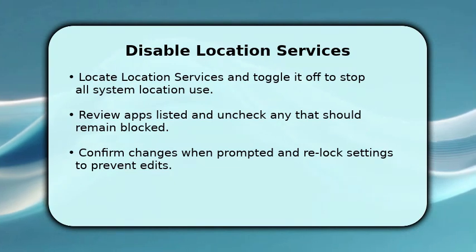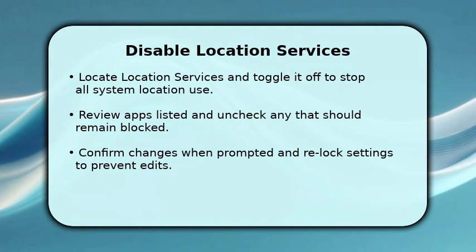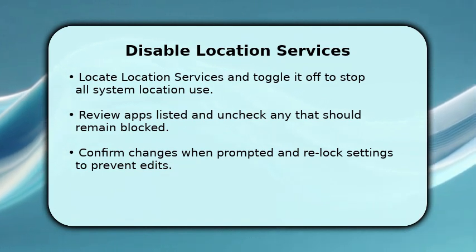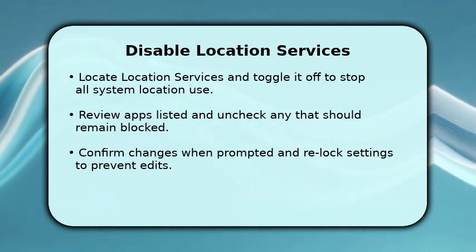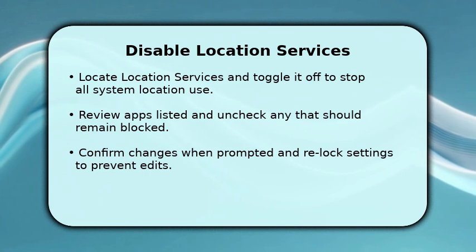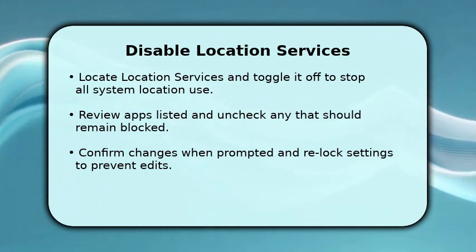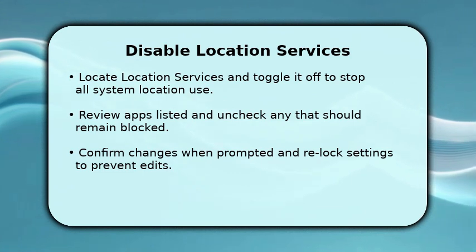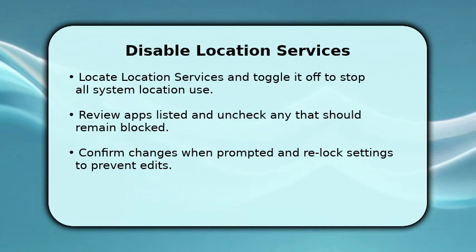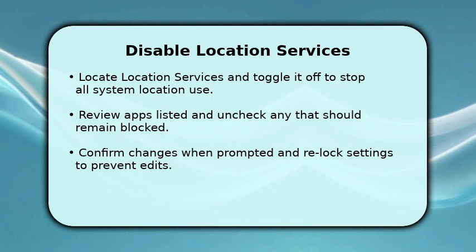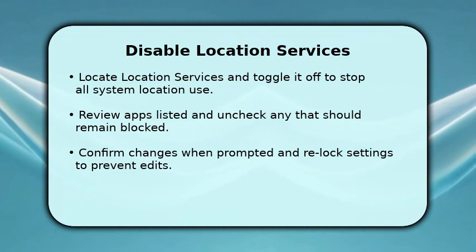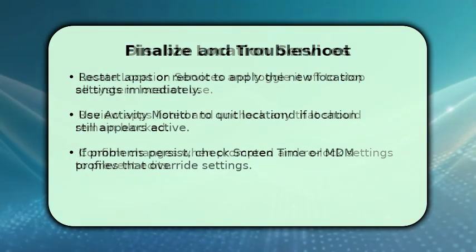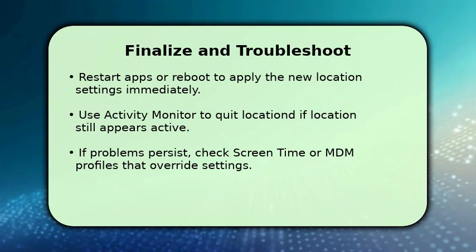Next, find Location Services within the Privacy and Security section and toggle it off if you want to stop the OS and apps from using your location. If you prefer selective control, leave it on and uncheck individual apps in the list. This gives you fine-grained privacy without breaking location-based features you need. Make sure to confirm any on-screen prompts, and then relock the settings panel so other users or processes can't change the preference without authorization.